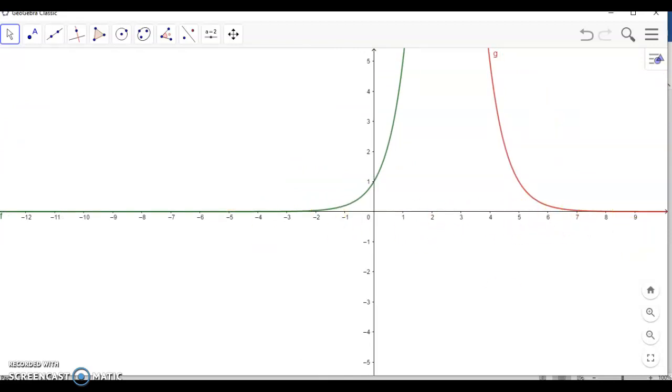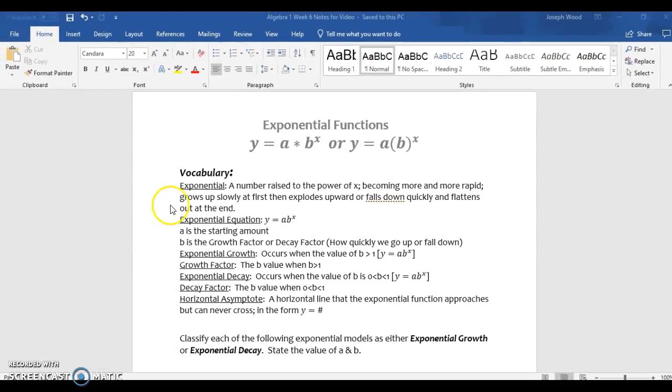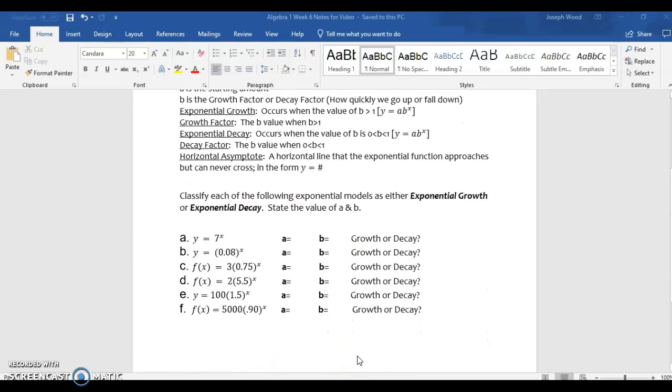And so now that we have the vocabulary laid out, what we want to do is we want to be able to look at some equations and identify some of these things from the vocabulary in those equations. And this is what your assignment is going to be like this week. So it says classify each of the following exponential models as either exponential growth or exponential decay. State the value of A and B. And so for problem number 1, letter A, it says y equals 7 to the power of x.